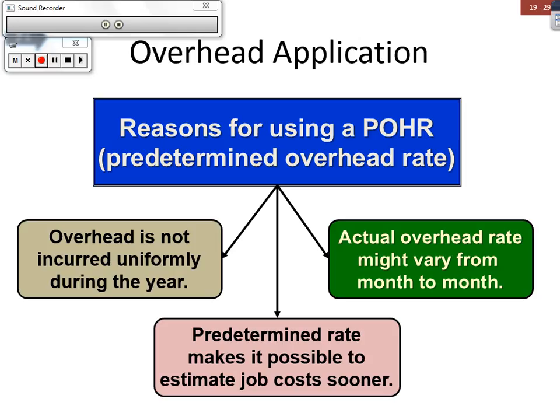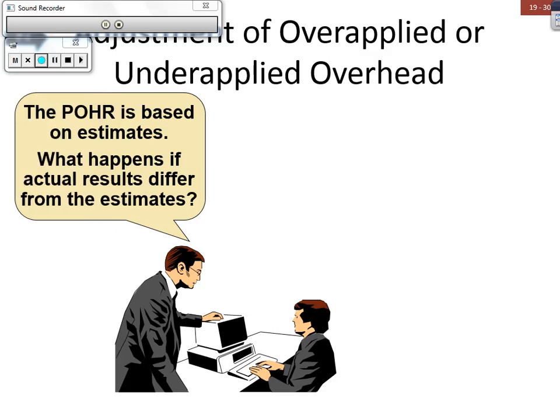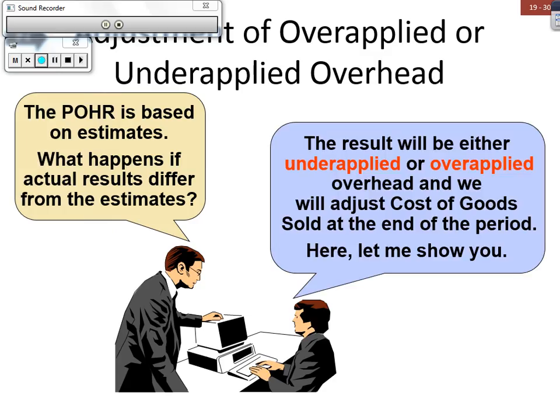Reasons for using a predetermined overhead rate: overhead is not incurred uniformly during the year. The actual overhead rate might vary from month to month. A predetermined rate makes it possible to estimate job costs sooner. So it's just used as an estimation tool because you won't have the actual right away.